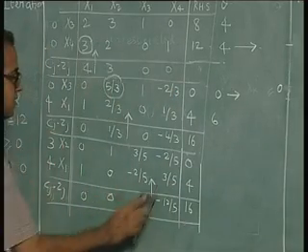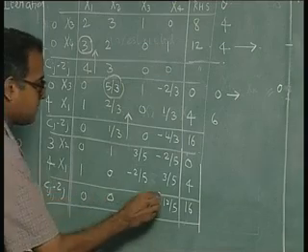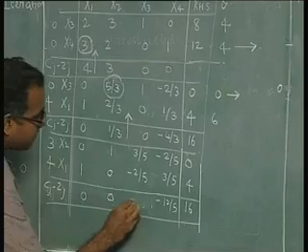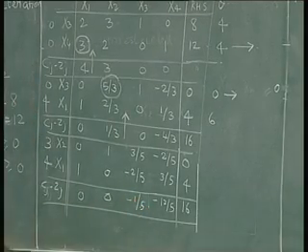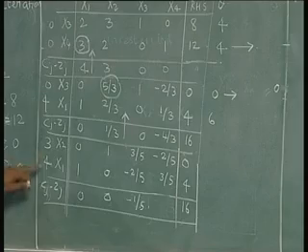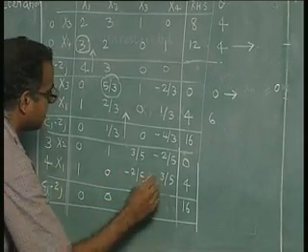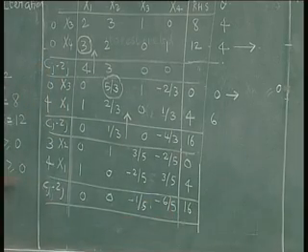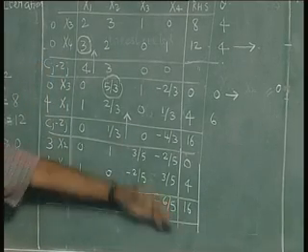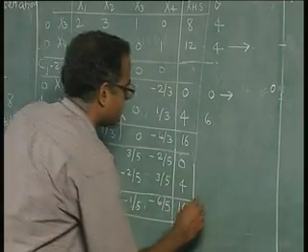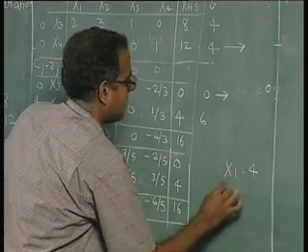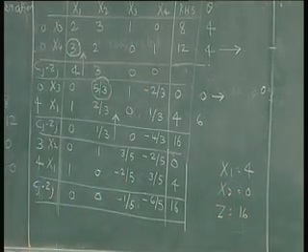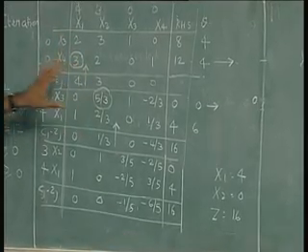So this is 9 by 5 minus 8 by 5 is 1 by 5, so I get a minus 1 by 5 here. This is minus 6 by 5 plus 12 by 5 which is 6 by 5, so I get minus 6 by 5. Now all the Cj minus Zj's are negative, the algorithm terminates. The optimum solution is x1 equal to 4, x2 equal to 0, z equal to 16.